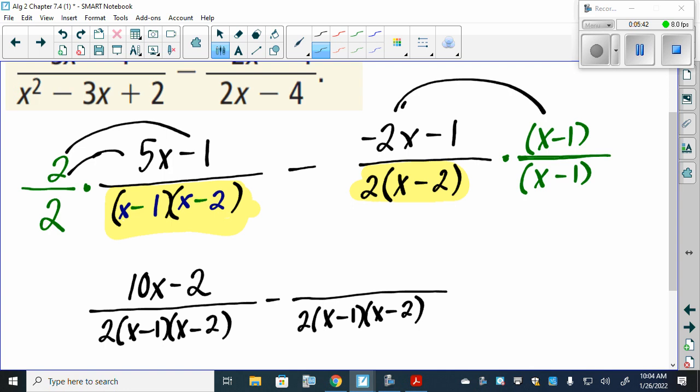2x times x, negative 2x times x, and negative 2x times negative 1. Negative 2x times x is negative 2x squared. Negative 2x times negative 1 is plus 2x. Then do the same thing with negative 1. Negative 1 times x is negative x. And negative 1 times negative 1 is plus 1.